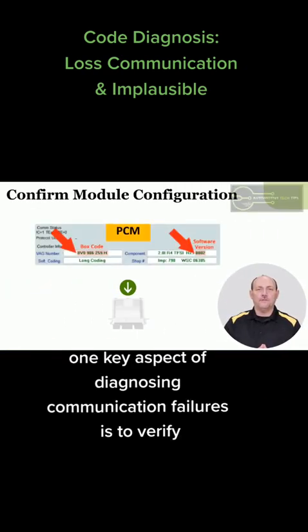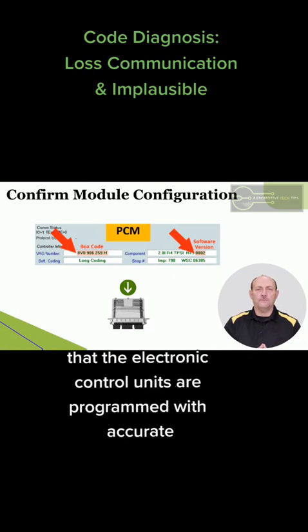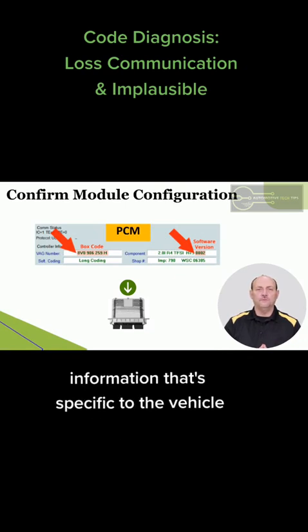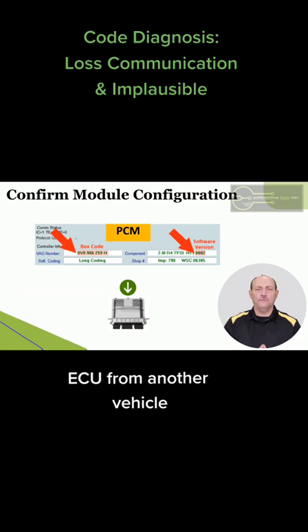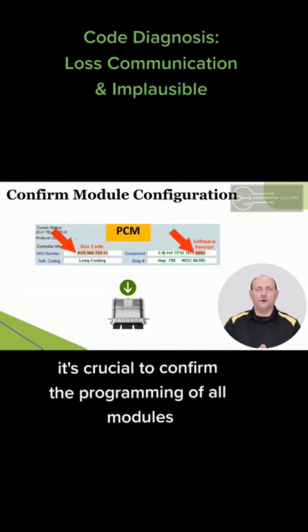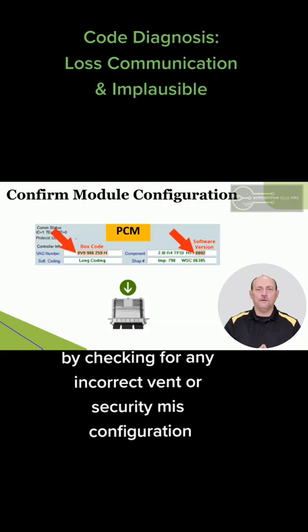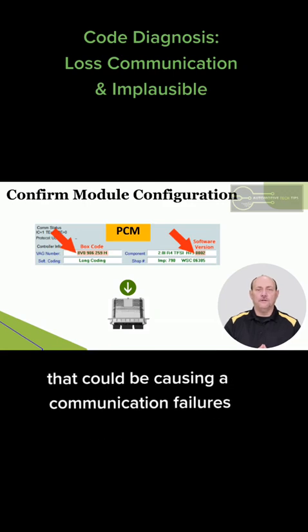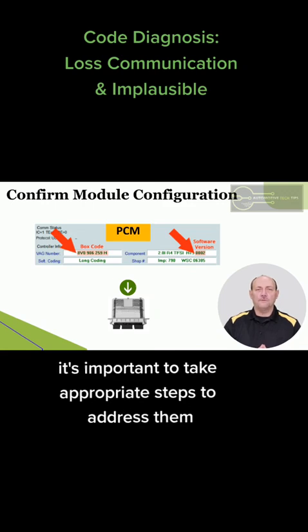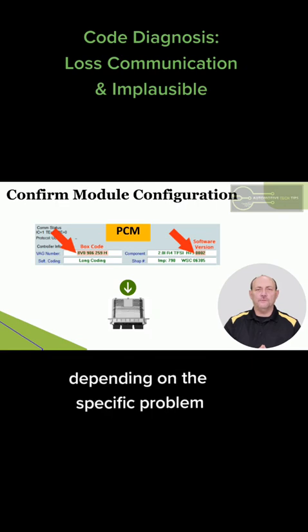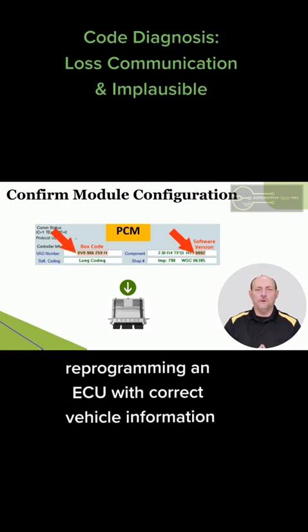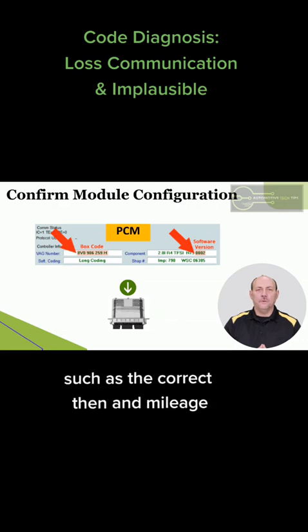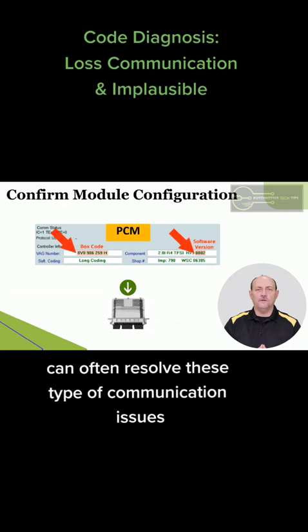One key aspect of diagnosing communication failures is to verify that the electronic control units are programmed with accurate information that's specific to the vehicle, such as the correct VIN and mileage. This is especially important when installing a used ECU from another vehicle. It's crucial to confirm the programming of all modules, making sure they are the same by checking for any incorrect VIN or security misconfiguration that could be causing communication failures. Once the issues have been identified, it's important to take appropriate steps to address them. Depending on the specific problem, this may involve repairing wiring, replacing modules, or reprogramming ECUs with correct vehicle information. In some cases, reprogramming an ECU with correct vehicle information, such as the correct VIN and mileage, can often resolve these types of communication issues.